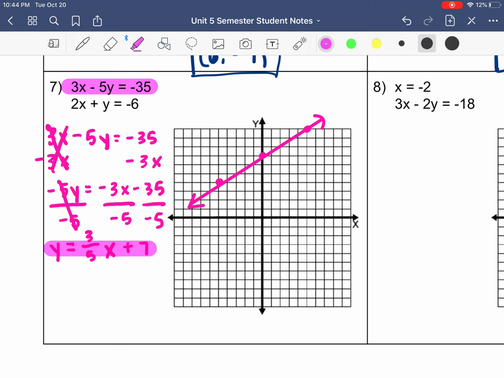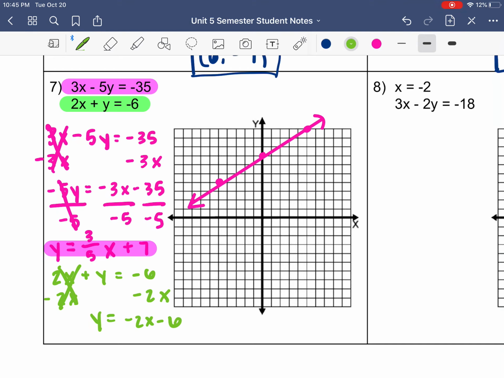Second line on this one also needed rearranging, but it was a little less work at least. So 2x plus y equals negative 6. We're going to minus 2x on both sides. Y equals negative 2x minus 6. And we don't need to do any dividing because y is already by itself now. So we're going to start down at negative 6. We're graphing this bottom equation. And my slope is negative 2, so down 2, right 1.